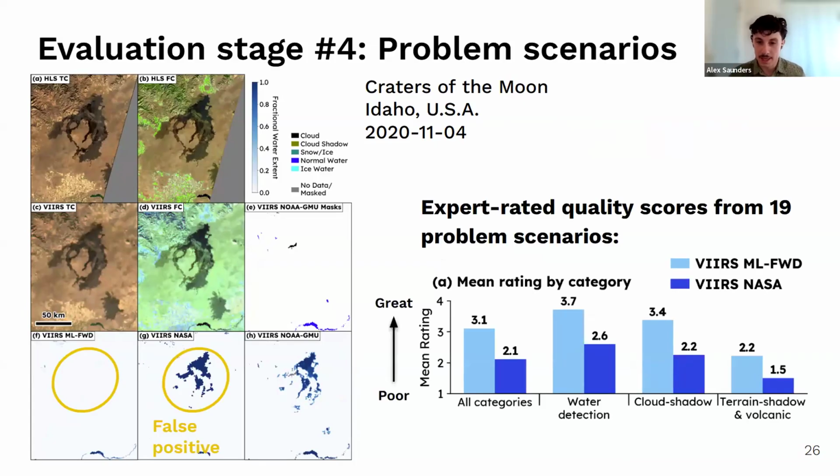And so Dan kindly assisted with this sort of expert rating process, and you can see our results there for each of those categories. This is across the 19 problem scenarios that we came up with. And just comparing against the current NASA product, our model was able to get higher qualitative scores in all of those categories.